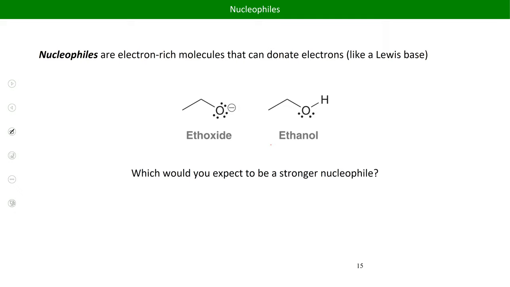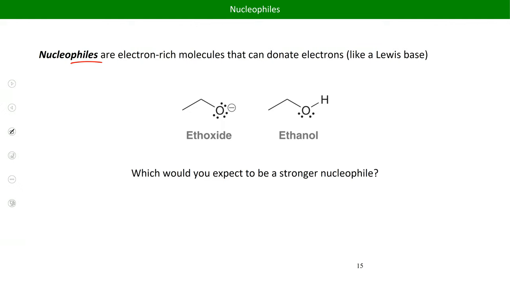So for instance, instead of saying partial positives and partial negatives or cations or anions, in OCHEM we're going to talk about nucleophiles and electrophiles. A nucleophile, this is from the same Greek root as philosophy, phile means loving. So a nucleophile is a reactant or a molecule or even a part of a molecule that is attracted to a nucleus.